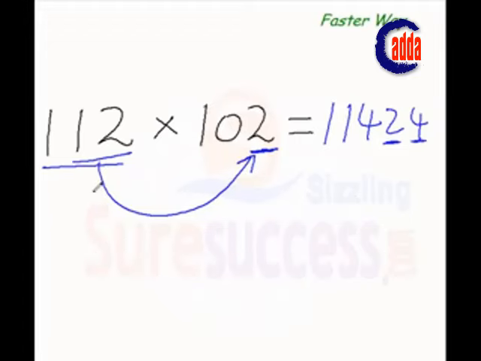Now tell me, isn't that incredible that you are multiplying a 3-digit number with another 3-digit number in a few seconds, and that too mentally? So far, the numbers that we have multiplied were all above the base, isn't it? Like these two numbers, they are above the base 100. That is, they are more than that.